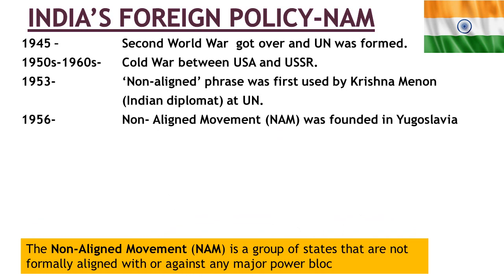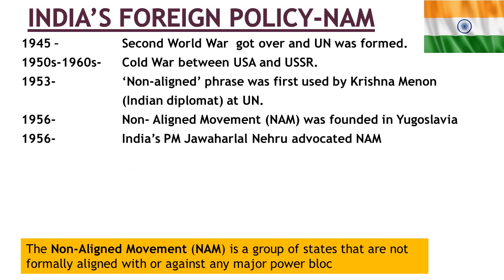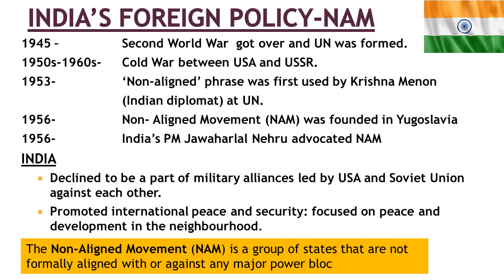So finally, in 1956, non-aligned movement was founded in Yugoslavia, and this declaration was signed by India, Yugoslavia and Egypt. So non-aligned movement is a group of those states who are not formally aligned with any of the major power blocs. Means if a country does not support USA and USSR, it can join non-aligned movement.